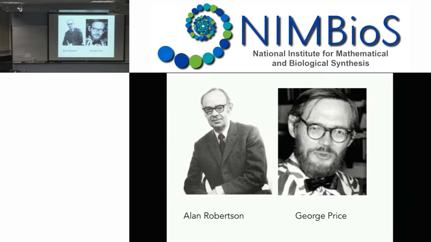Here are two quite contrasting figures in evolution. There's Alan Robertson, long distinguished history at Edinburgh. Like I said, he's kind of like the Tesla of quantitative genetics. George Price, one of the most fascinating and enigmatic figures in evolutionary biology. Anybody know exactly how many papers he wrote during his career? 4. 4 of the most fundamental papers.